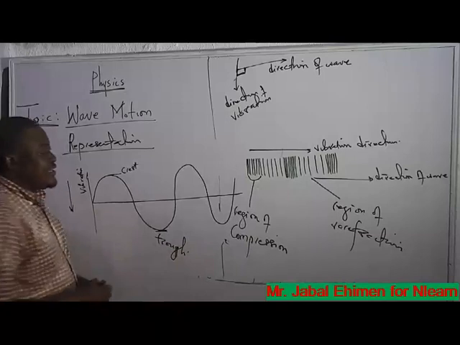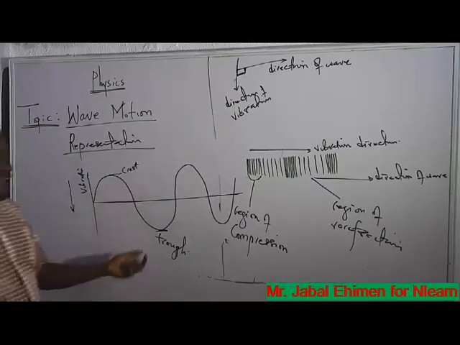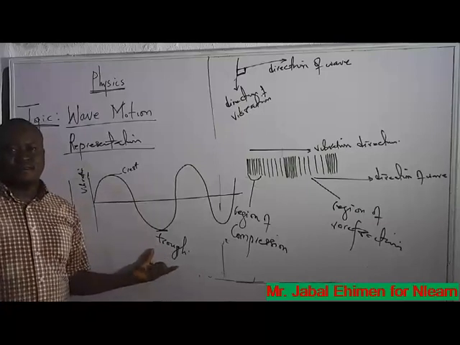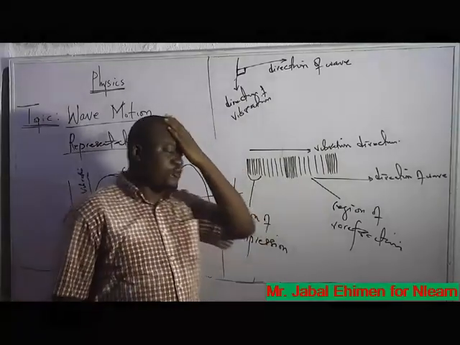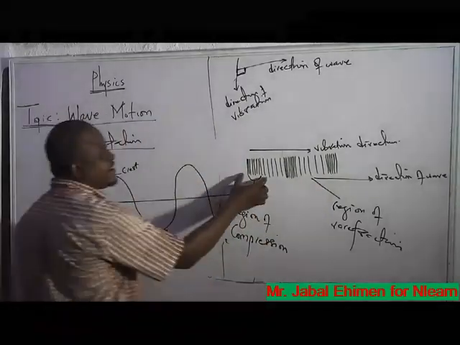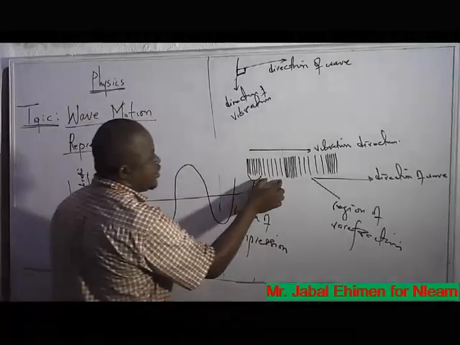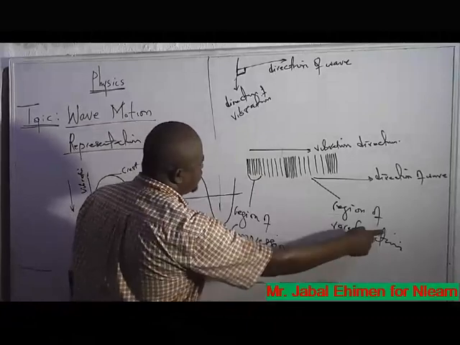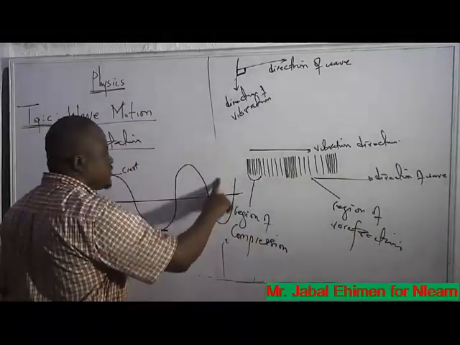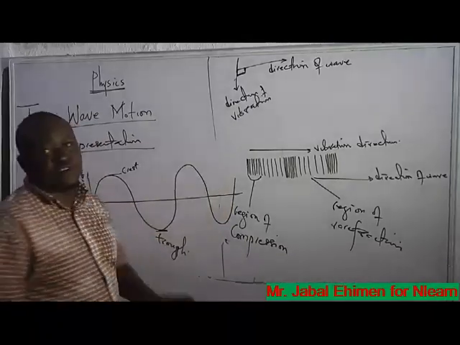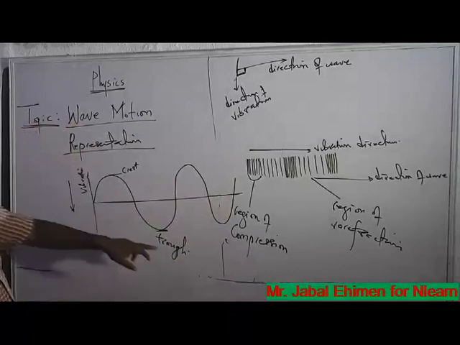So the level of highest displacement is called the crest, and the lowest is called the trough. For a longitudinal wave, we consider that the area of high compression is the crest, and the area of low level, the region of rarefaction, is considered to be the trough. So they can also be plotted on the same graph as a transverse wave. This is the region of crest and this is the region of trough.